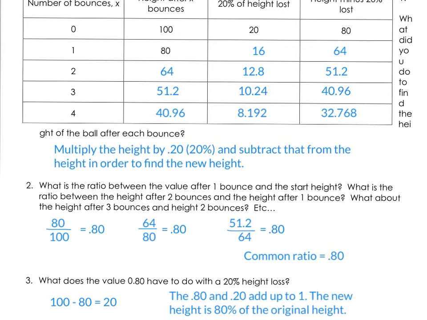So the 0.80 and the 0.20 add up to 1. The new height is always 80% of the original height. So we can do this whole 1 minus the percentage that we're losing, 1 minus 0.20, to end up with the 0.80, what we're trying to multiply by. And that'll help us with our exponential decays.